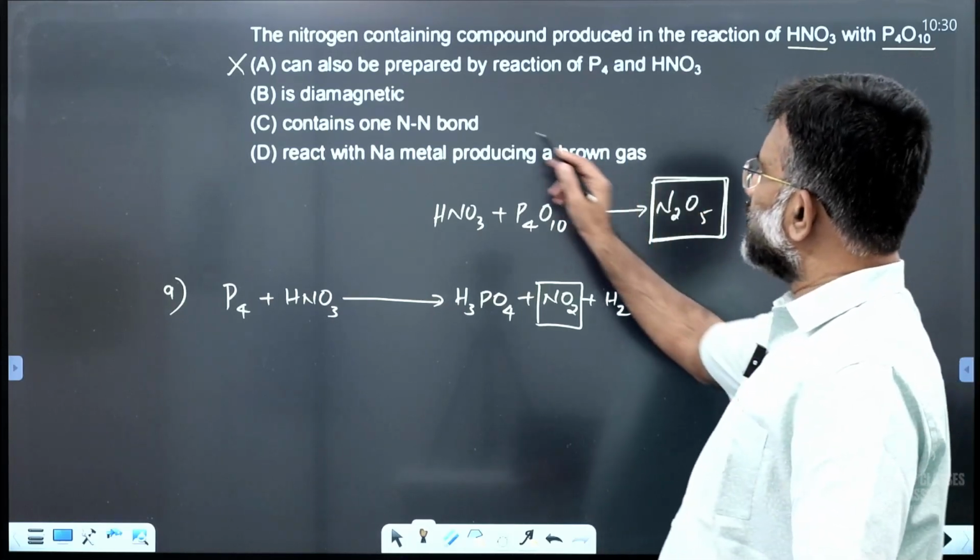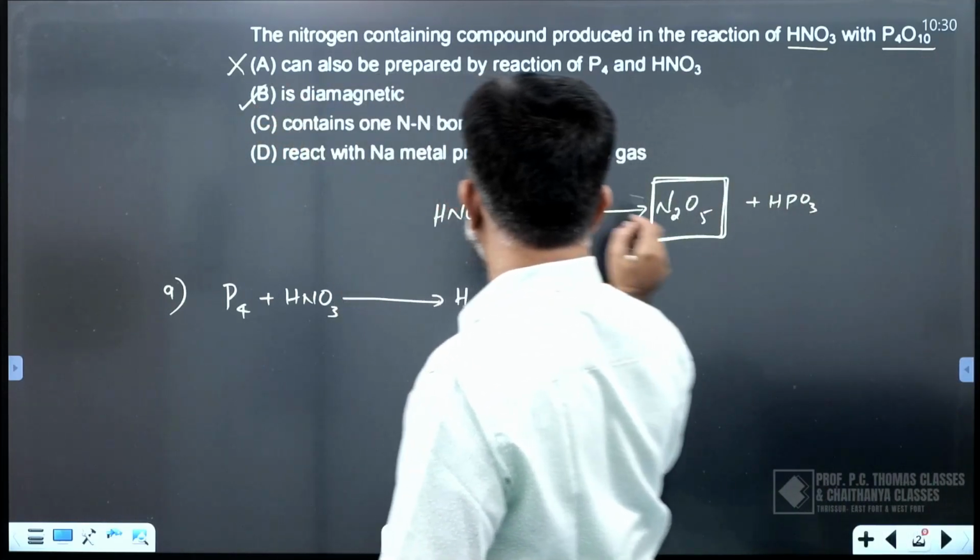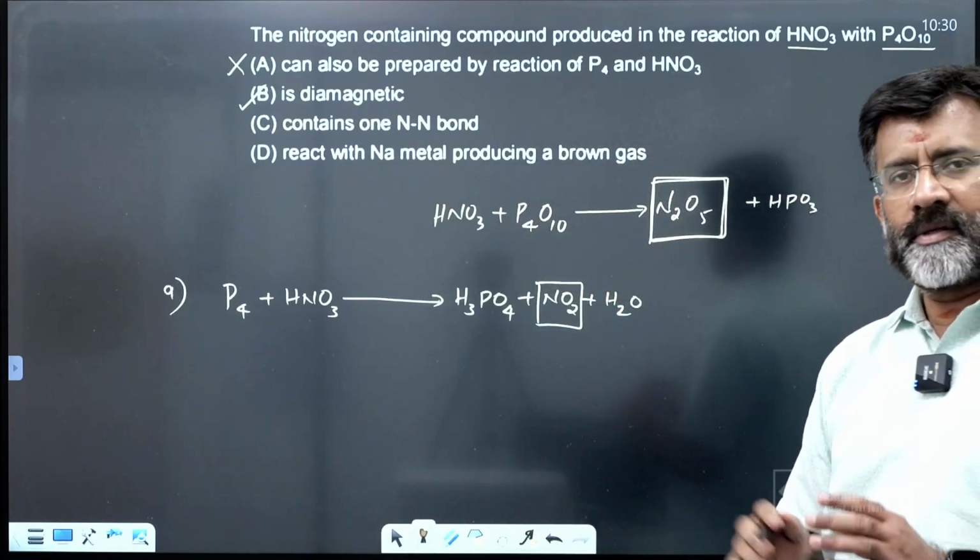Now this compound is diamagnetic. Yes, it is diamagnetic. N2O5 is diamagnetic.